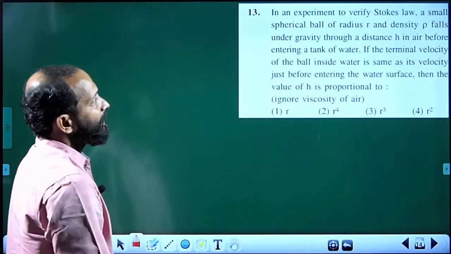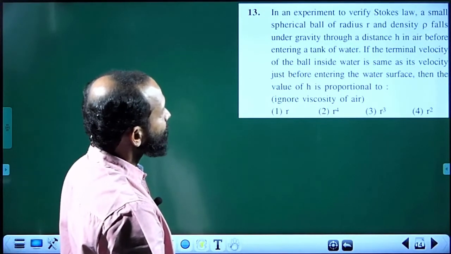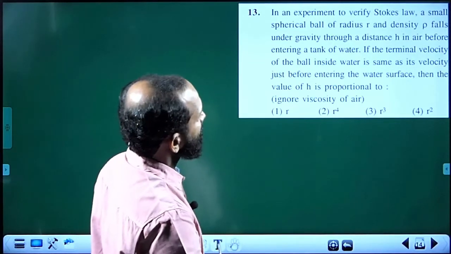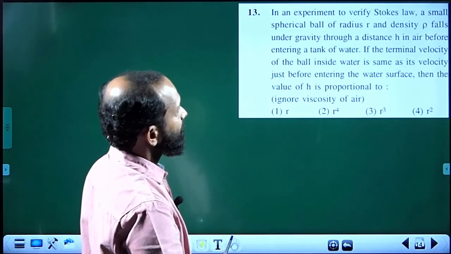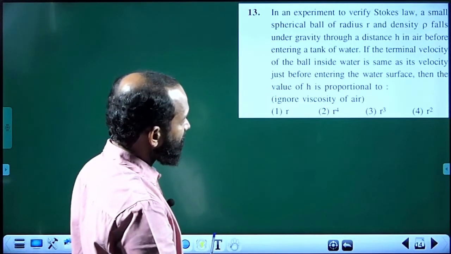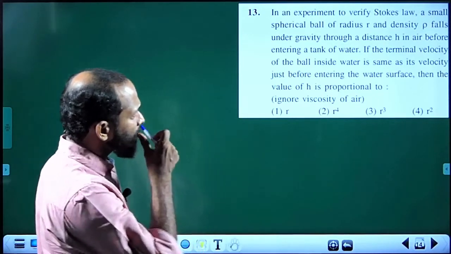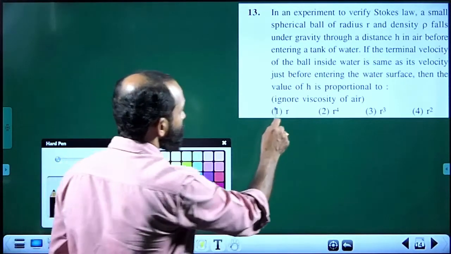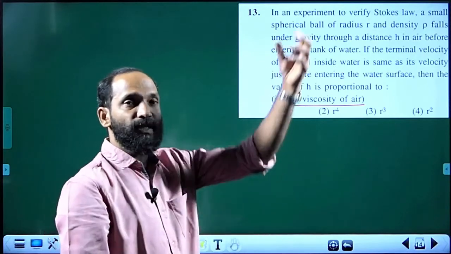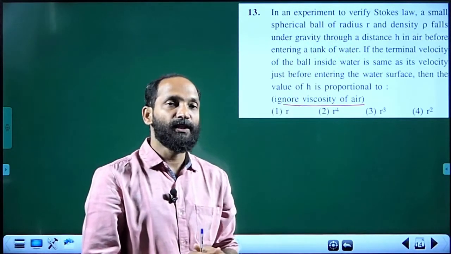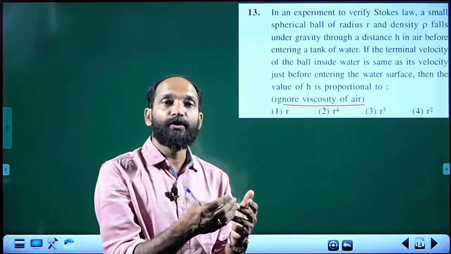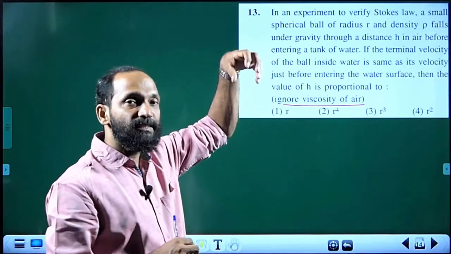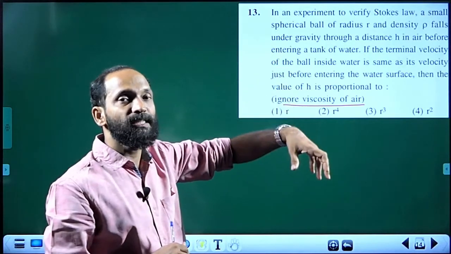Next one, in an experiment to verify Stokes law, a small spherical body of radius r, density rho, falls under gravity through distance h in air before entering a water tank. The terminal velocity of the ball inside water is the same as its velocity just before entering the water surface. Then the value of h is proportional to. We are asked to ignore viscosity of air. That means when it falls through air, we can ignore the viscosity. Also, we can ignore the upthrust because air offers little density. Only weight, the ball is falling through air, it has only weight, gravitational fall.